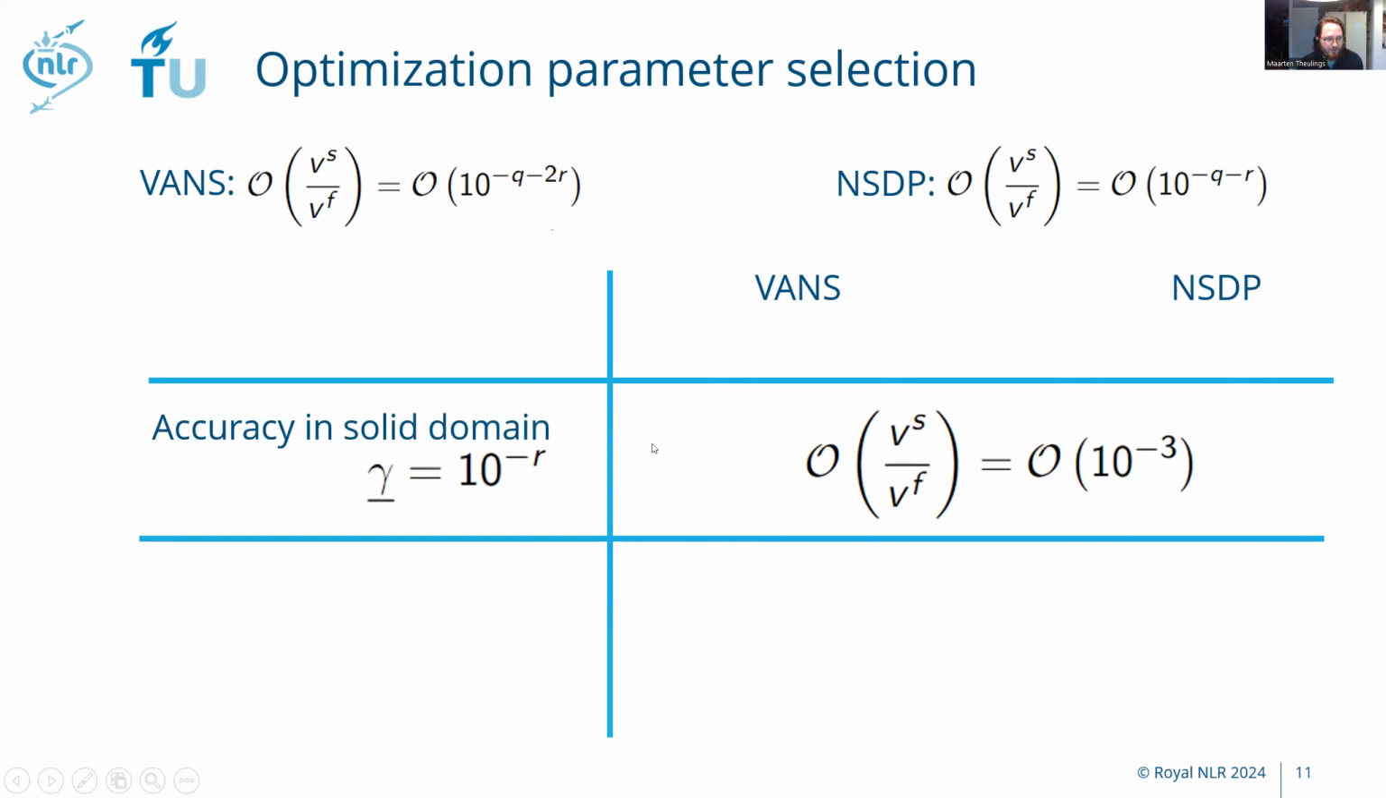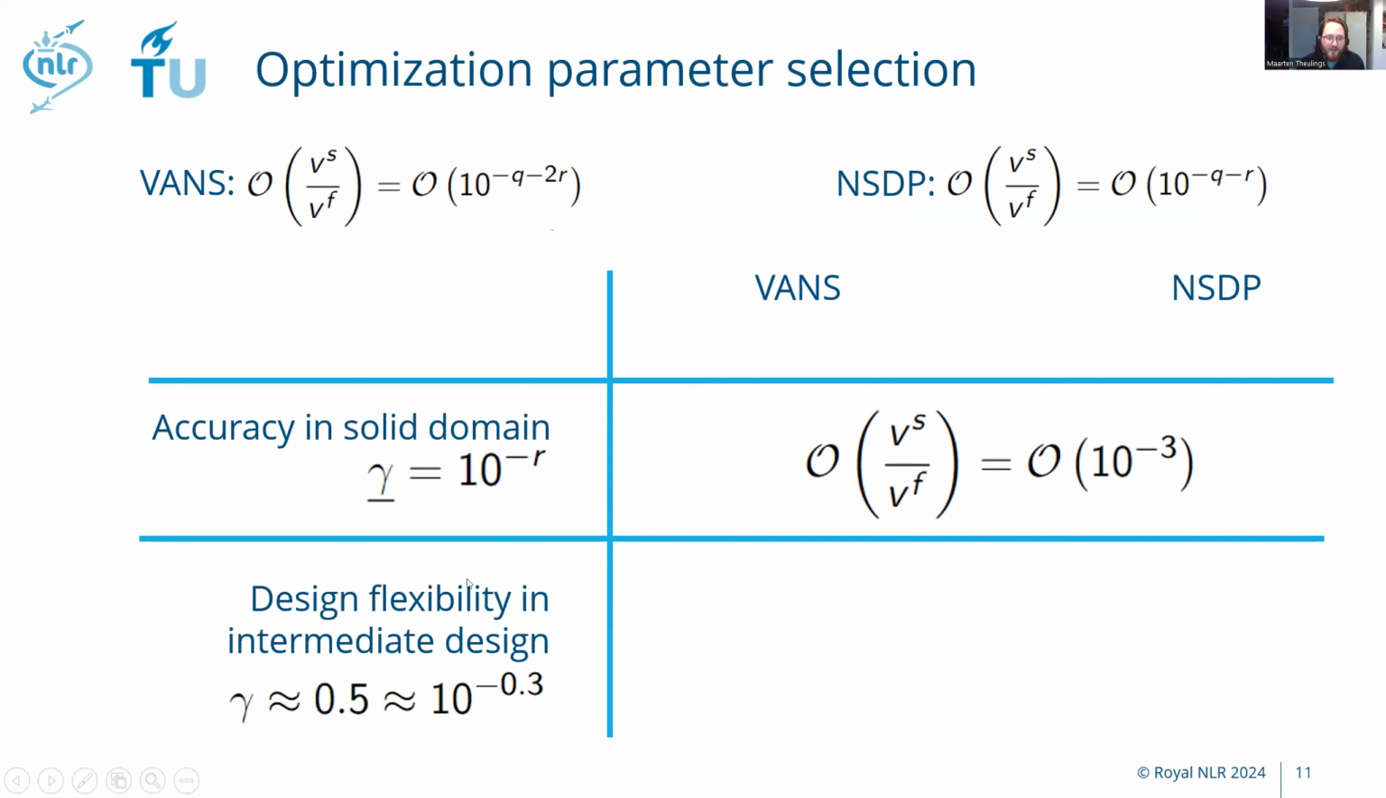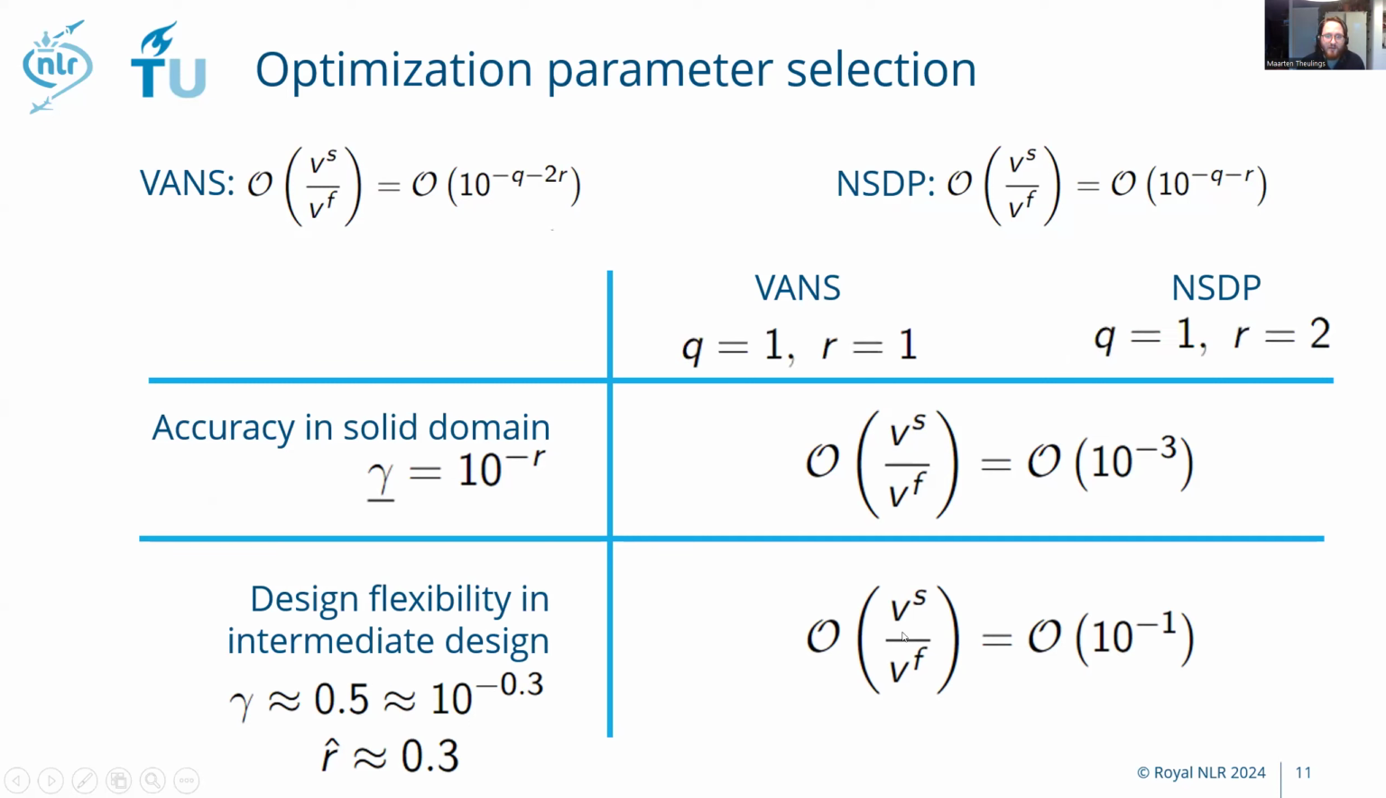However, I don't want to end up in those ill-performing local optima. And for that, I want to have a bit of flexibility in my intermediate design areas where I have a design variable of approximately 0.5. So there I want to have a flow reduction of 10 to the power -1. And these intermediate areas, you could also interpret as setting a lower bound with R of 0.3. So then the flow reduction there becomes mainly dominated by the Q that I select, so the magnitude of the Darcy penalization.